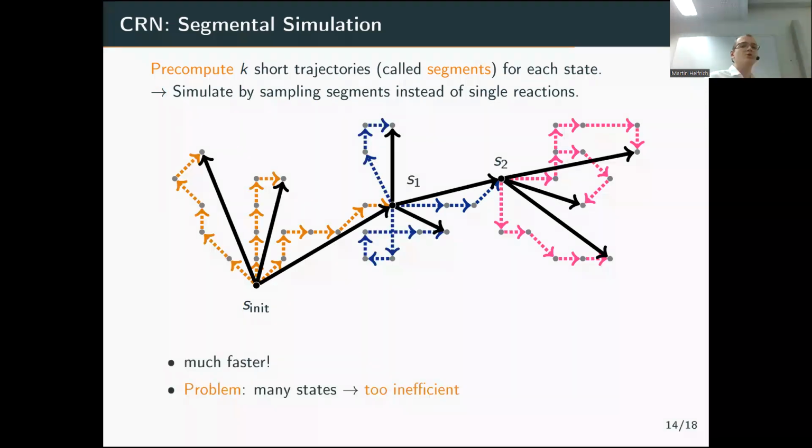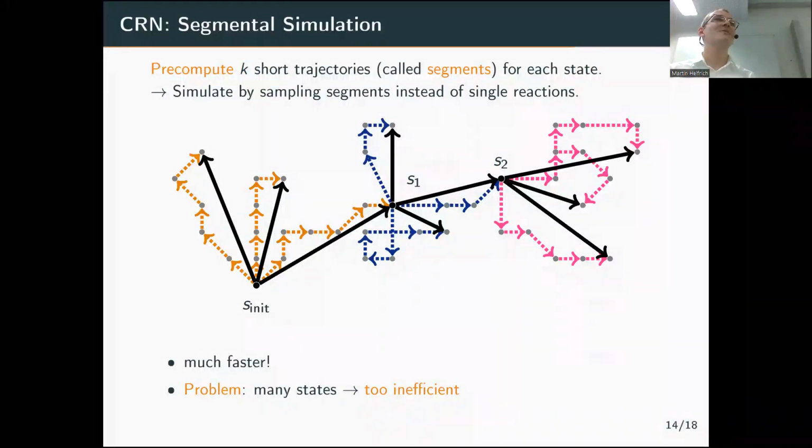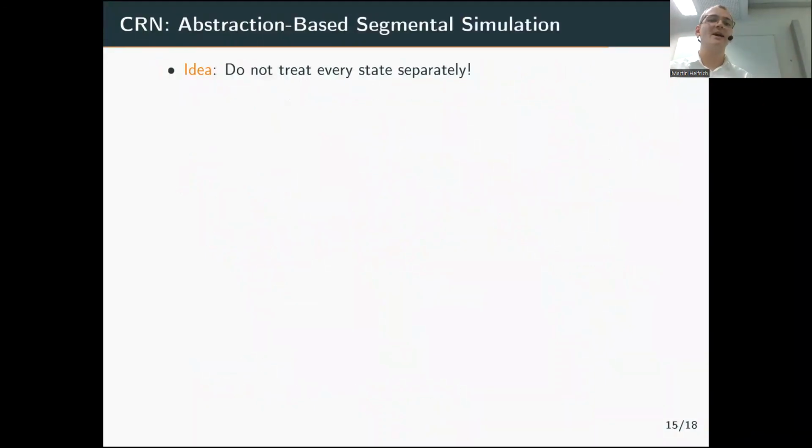The problem is, how do you get these pre-computed segments? We already talked about it. There are many states of your system. How can you pre-compute anything for this many states? And the answer is you don't. What I propose is you do an abstraction-based simulation or segmental simulation of the system. This is the method that I introduced.